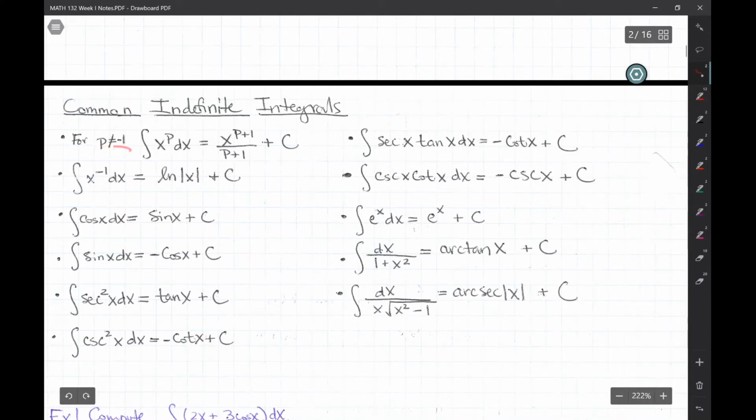What about if p was equal to -1? Well, then here we get that the indefinite integral is equal to natural log of the absolute value of x plus c. And we could also see some trigonometric functions here. In all of these, if you don't believe that, say sine x plus c is the indefinite integral of cosine x, well, take the derivative of this. Okay, what's the derivative of sine x plus c? It's cosine x. So indeed, this works.